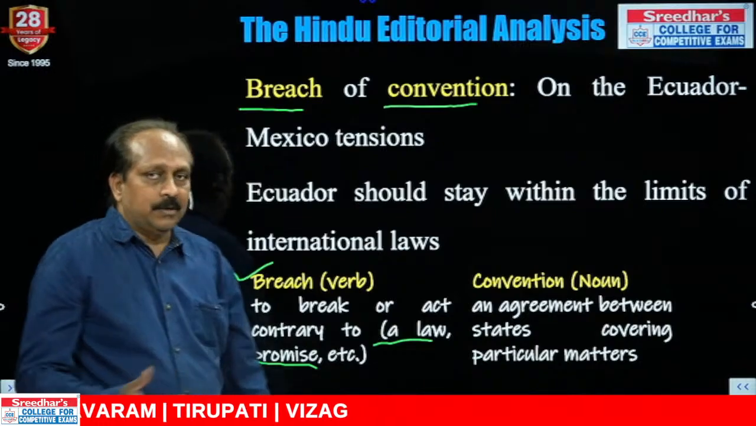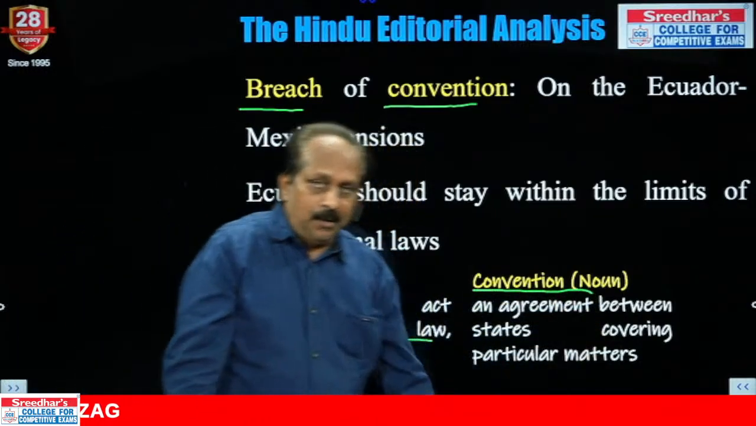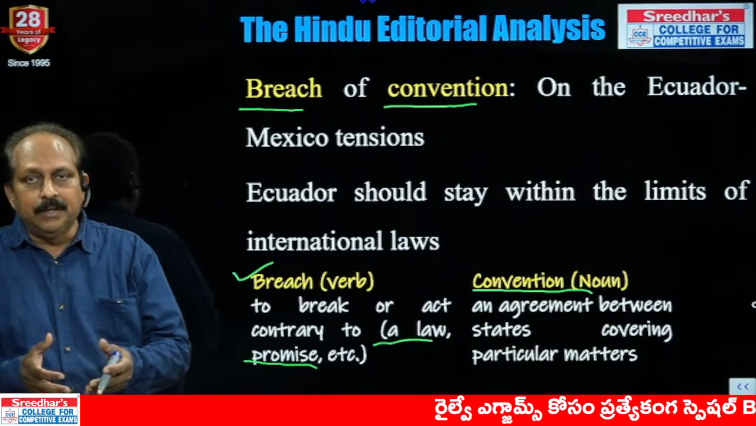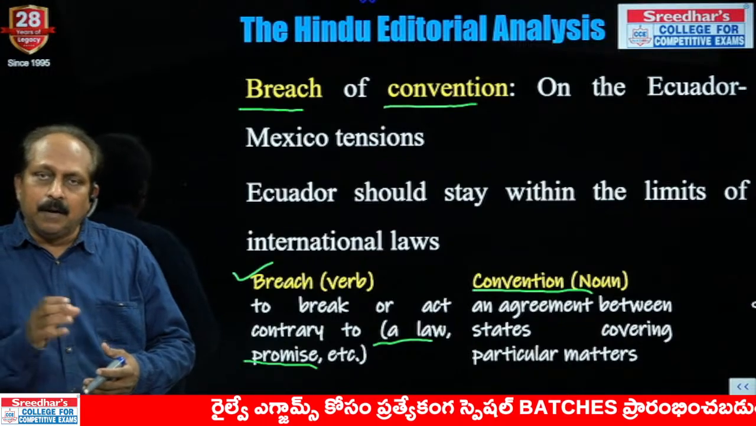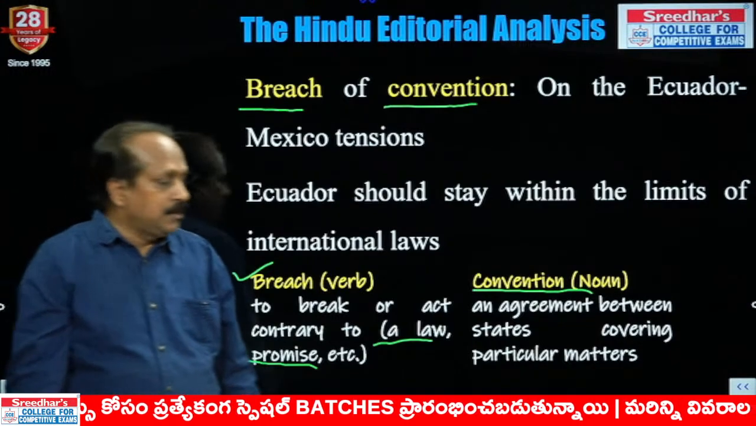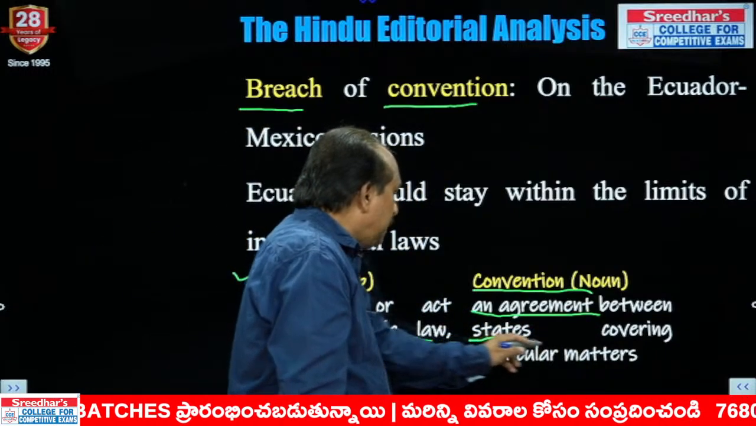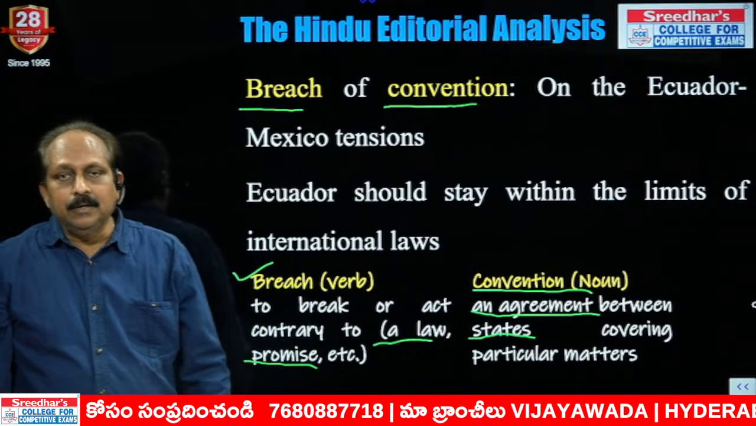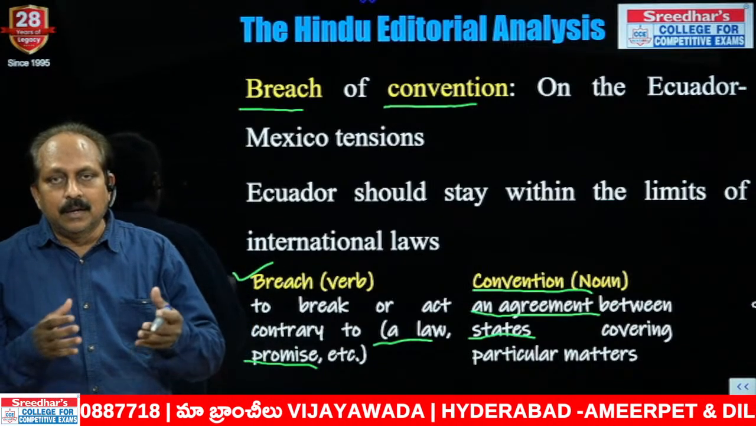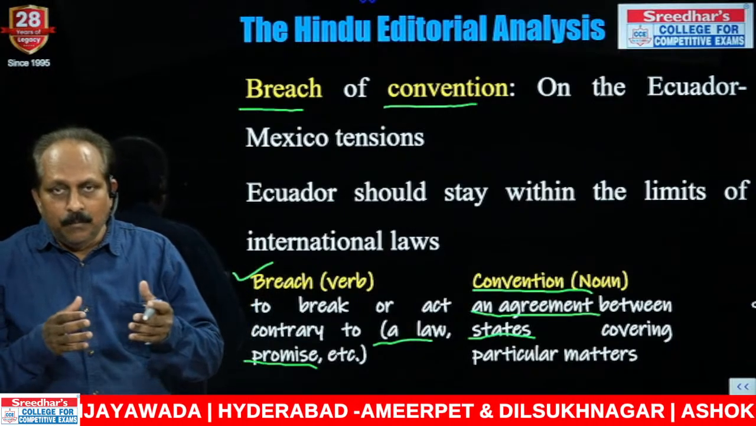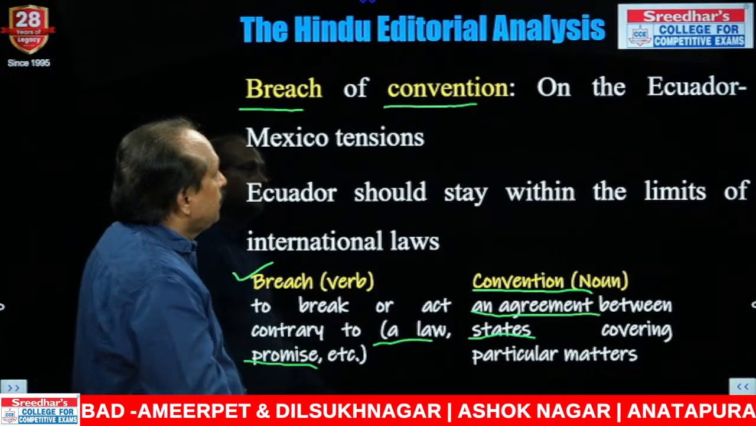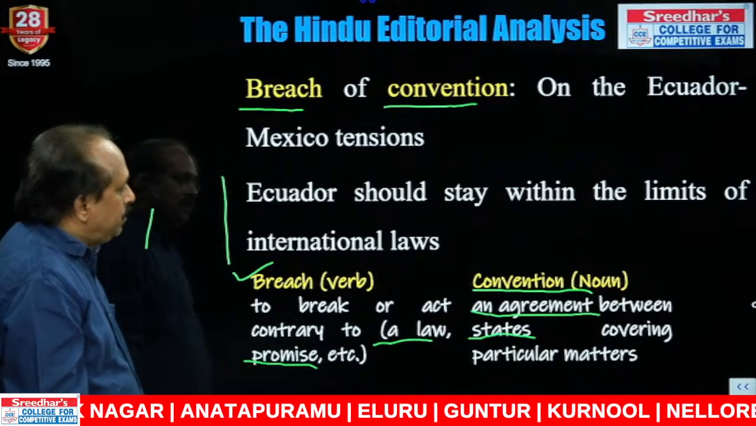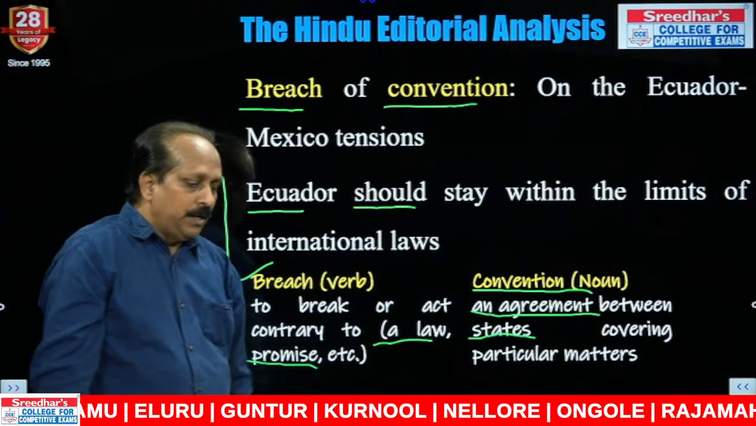What is the second word? Breach of what? Convention. Convention can be a noun, and as a noun, it has two or three meanings. One meaning, literally, the primary meaning, gathering. And based on this, we have expressions like convention center, where people gather. But in this context, convention means an agreement between states, here nation states, that means countries, covering particular matters. Based on some matters, there's some sort of agreement among the countries, then we use the word convention. Here, which convention are we talking about? The Vienna Convention related to diplomatic ties on the Ecuador Mexico tensions. But what is the main idea of this editorial? Ecuador should stay within the limits of international laws. Should stay within the limits.